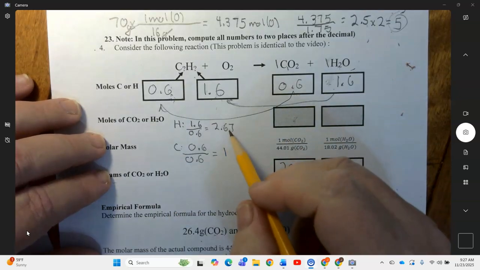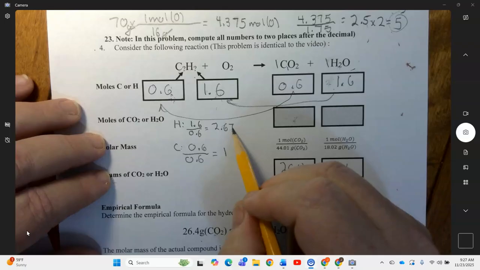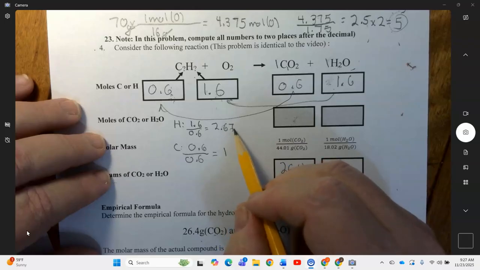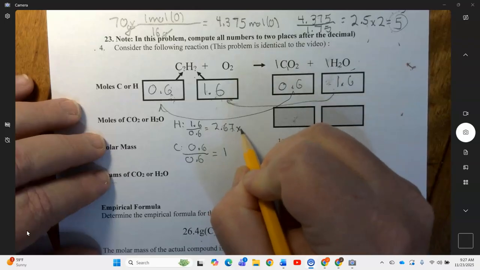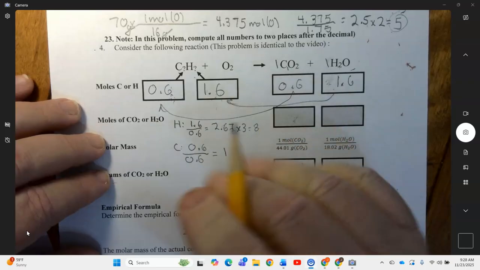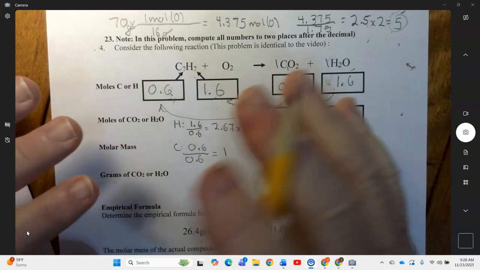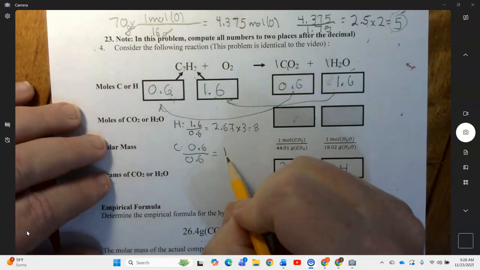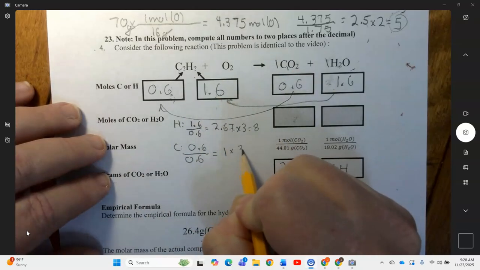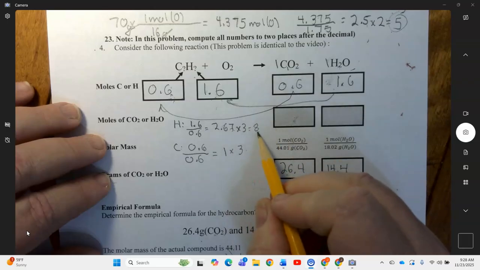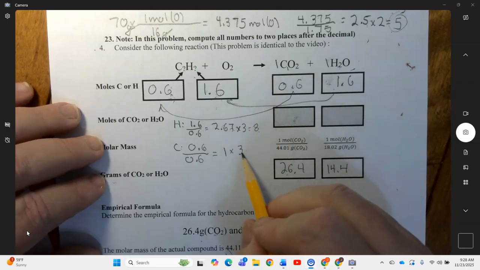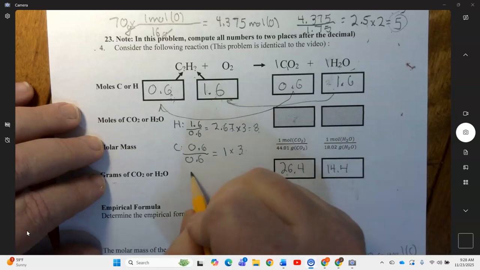So now what you have to do is you have to multiply that by 2 to see if you get a whole number, and the answer is you won't. Then you multiply by 3 to see if you get a whole number, and you will. You're going to get 8. Okay, again, if it's 7.99, 8.01, that's fine. That's 8. Then you multiply this by 3. Okay, so that means your empirical formula is going to be C3H8.